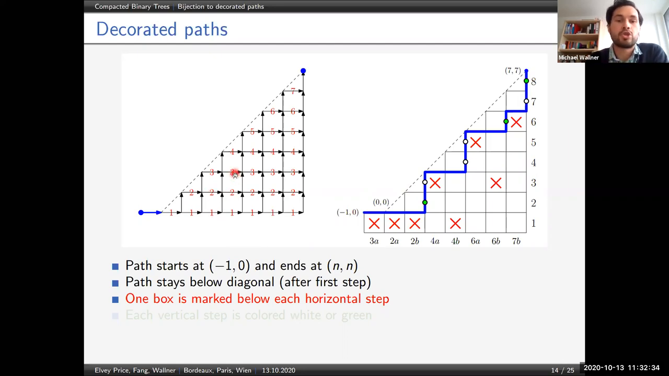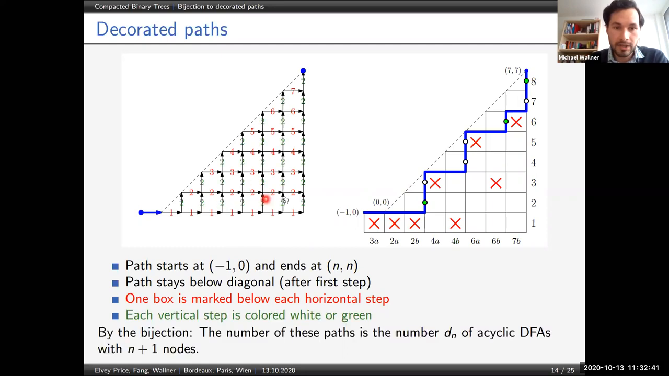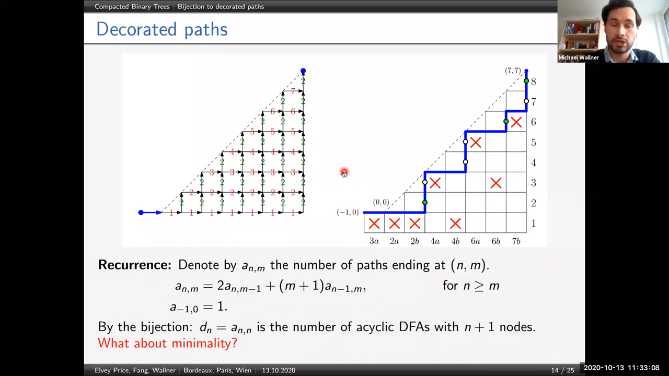So basically this corresponds to the weight of a right jump. So the weight of the jump depends on its height. And if we do a vertical step, then we always have two possibilities. It's either green or white. So every up step has just weight two. So basically we live in this lattice and we look at paths which live in this lattice. And by the bijection, the number of these paths is the number of my acyclic DFAs. So basically what I'm interested in is just these paths.